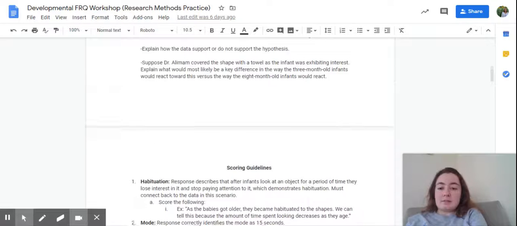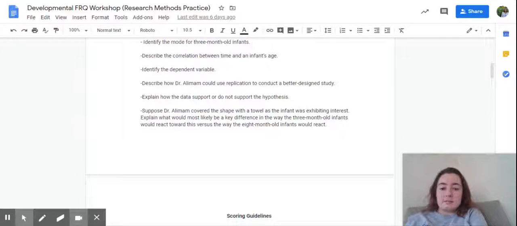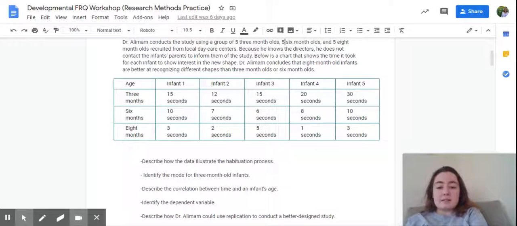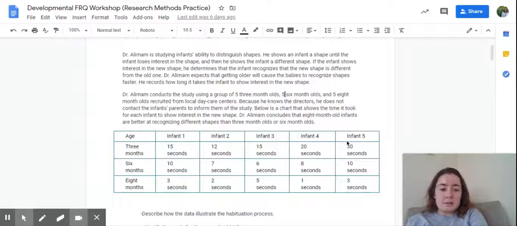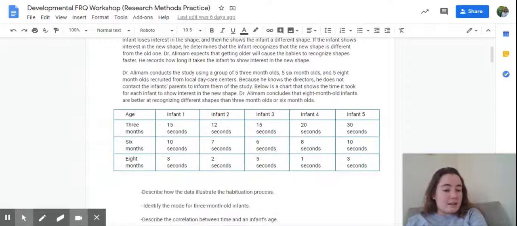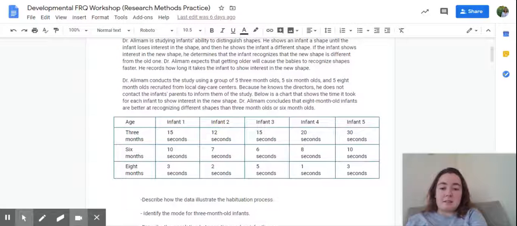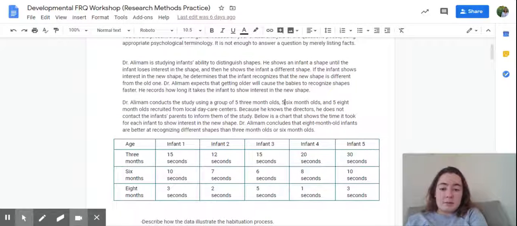With his hypothesis, does the data support or not support it? Well, at first glance, it looks like it does, right? Because the infants are spending less time looking at things as they get older. So it's showing habituation, which is what he thought. We can't say that it proves his hypothesis, so be really careful with what you're reading. He said that getting older will cause the babies to recognize shapes faster.